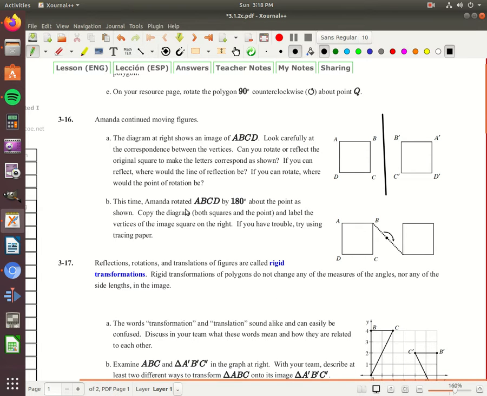It says this time Amanda rotated A, B, C, D by 180 degrees about the point, as shown at right. Copy the diagram for both squares at the point. Well, think about it. If we went 180 degrees, this was up.